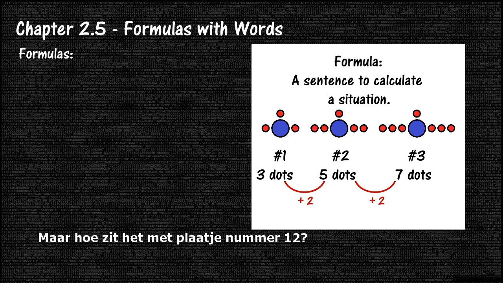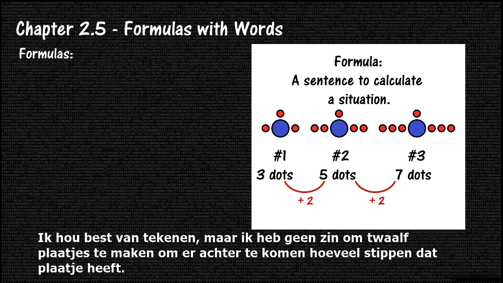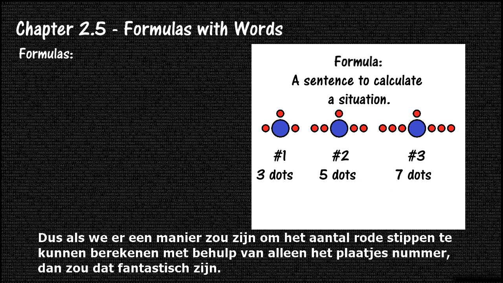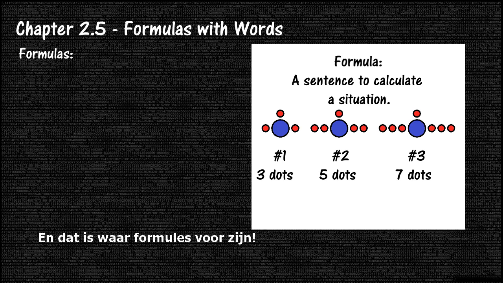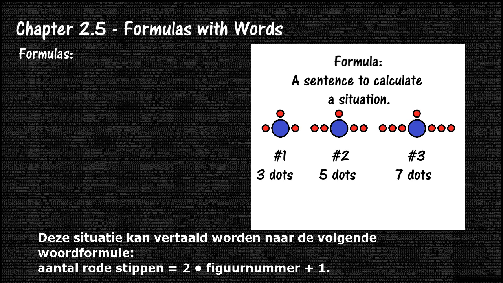But what about picture number 12? I like to draw, but I don't want to draw 12 pictures to figure out how many dots that picture has. So, if we're able to somehow calculate the amount of dots by only knowing the picture number, that would be awesome. This is where formulas come in. This situation can be told by the following word formula. Amount of red dots equals 2 times picture number plus 1.